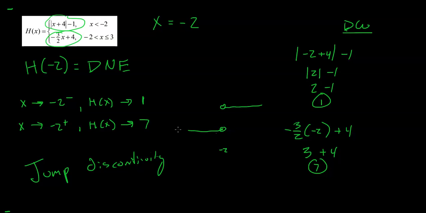Again, you can actually make the graph of this. In fact, we went over that in class. You could actually make the graph of this to see it. But the idea is that one side is going to be at 1. One side is going to be up at 7. They're not coming together, and that's what creates this jump discontinuity. All right, so let's look at one more here to finish this video off.